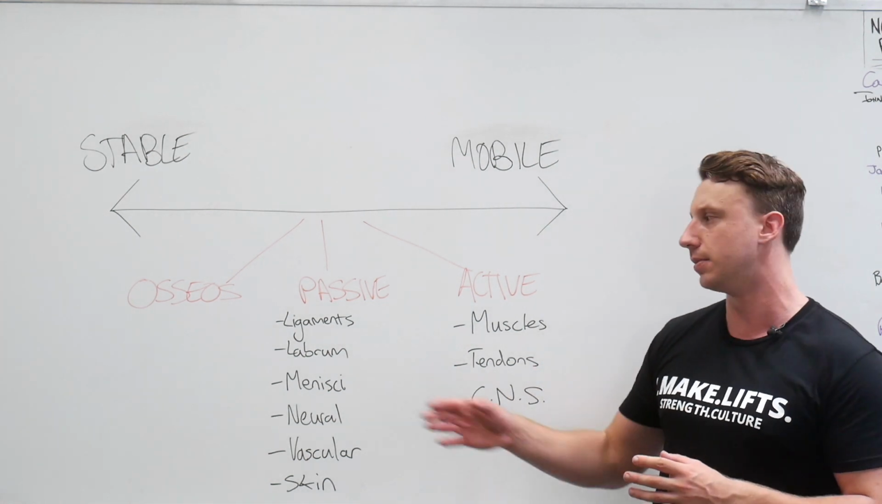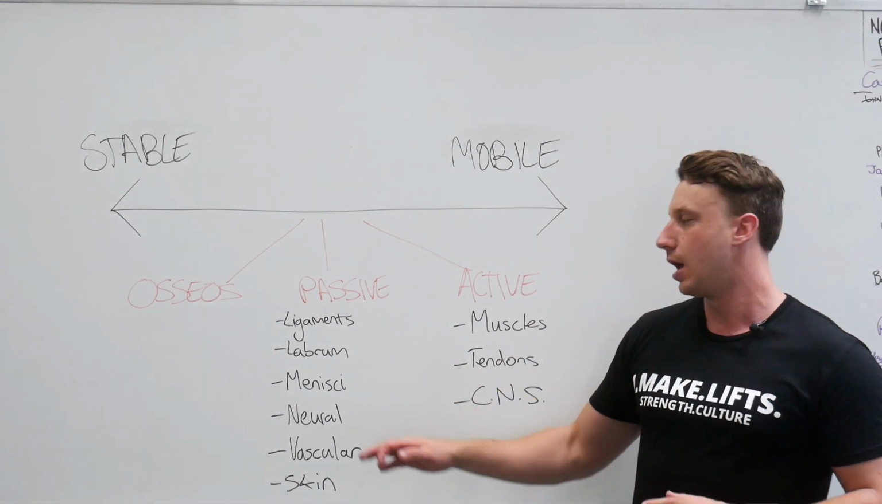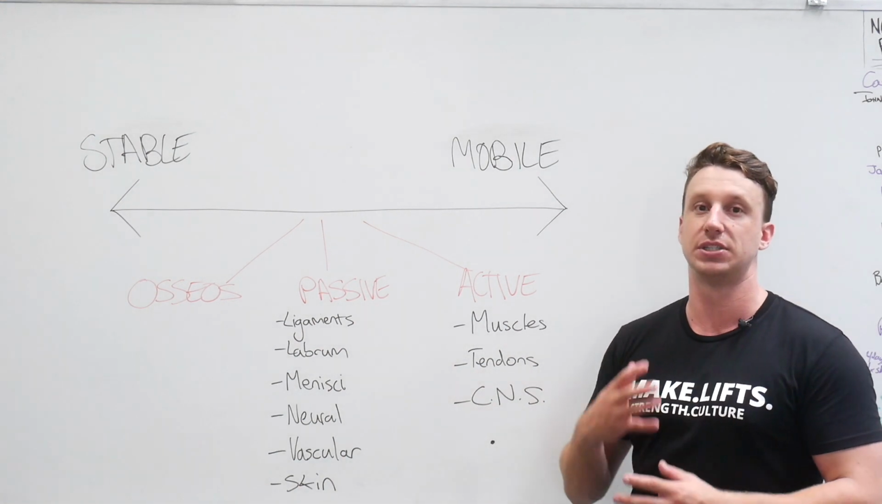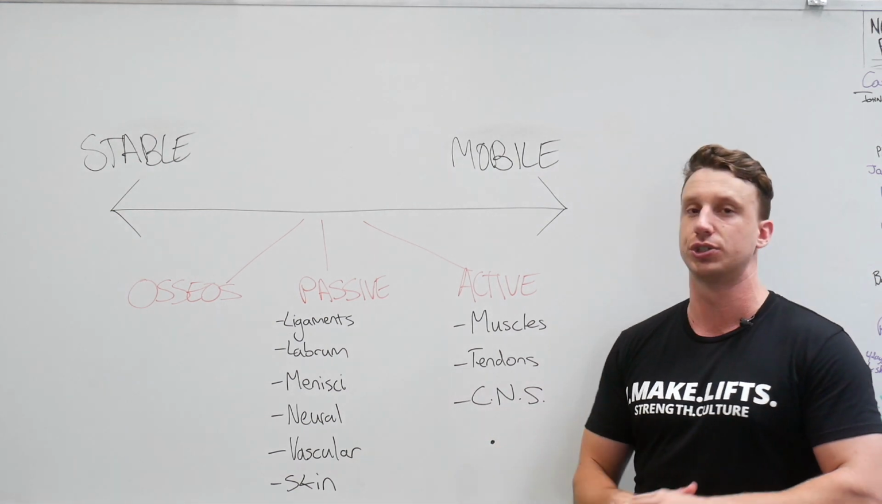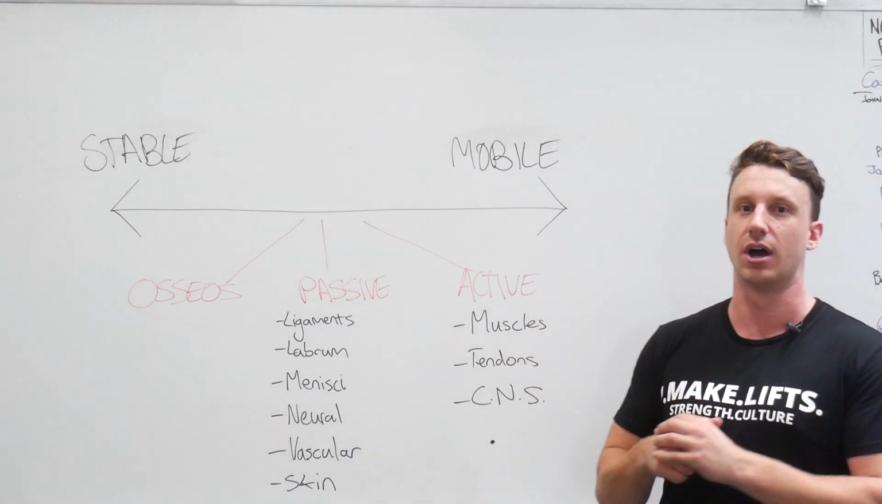Secondary to that, we have passive restraints, and these are the restraints that aren't influenced by the central nervous system. I've written a list here. We have the ligaments, the labrums, the menisci, the neural pathways or the nerves. They do offer stability, particularly at some of the smaller joints. The vascular system, and then also the skin, because the skin does house a lot of that stability and hold everything in nice and tight.